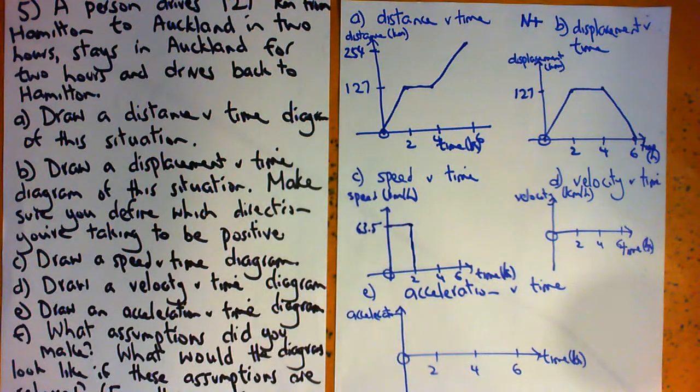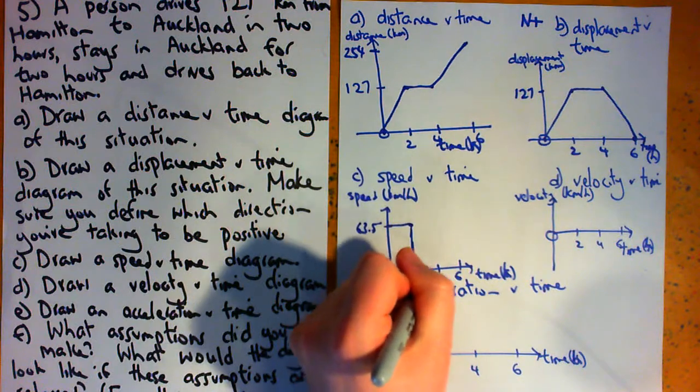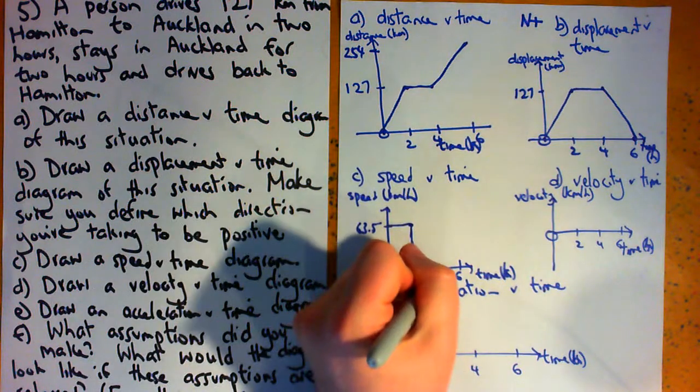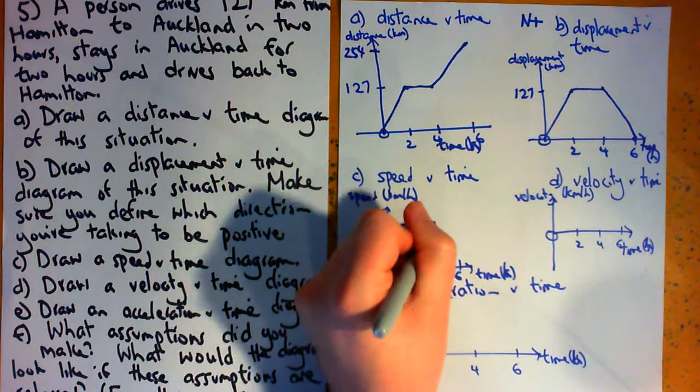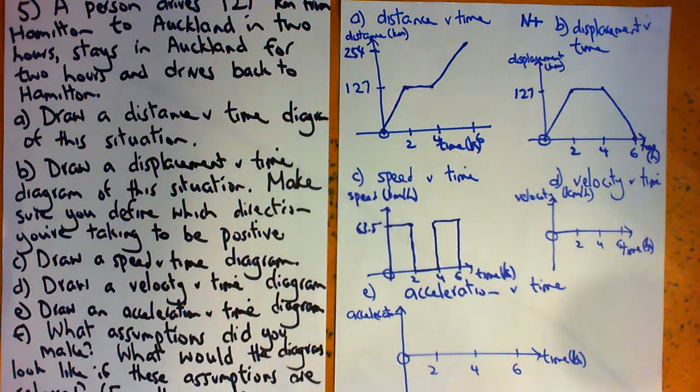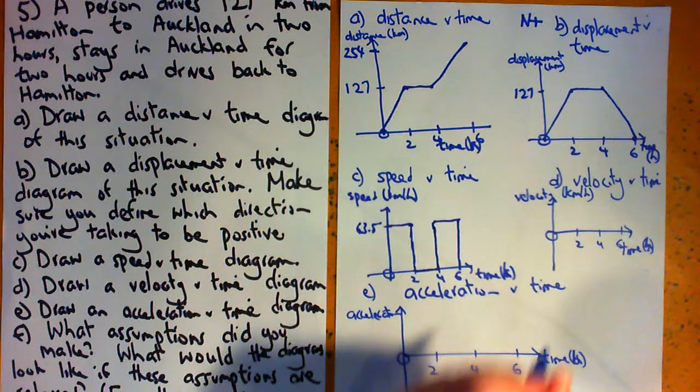And then they have a speed of 0 because they're not moving between the 2 hour and the 4 hour mark. And then between the 4 hour mark and the 6 hour mark when they're returning, they are travelling again at 63.5 kilometres per hour. So that is what the speed versus time diagram looks like. Now, what about the velocity versus time diagram?